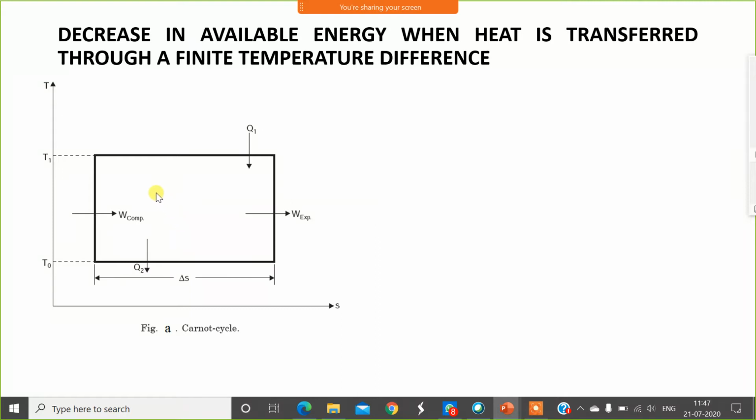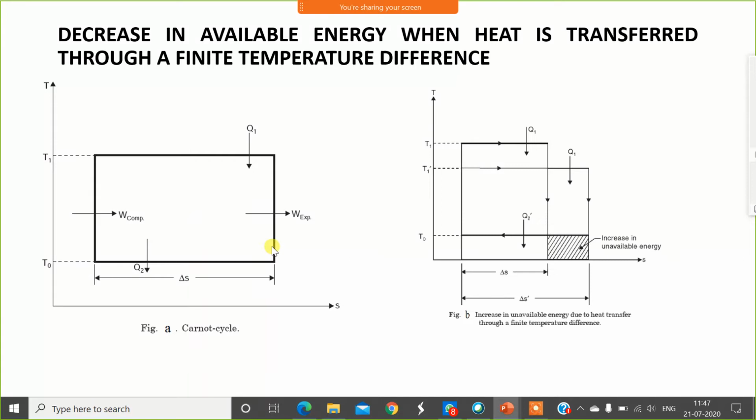We know that whenever we have to find heat supplied, we consider TS diagram, and area under the TS diagram represents the heat transfer. Therefore, this area represents the heat transfer, and the area below this line represents the heat rejected. Therefore, this is a useful heat which has been converted into useful work.